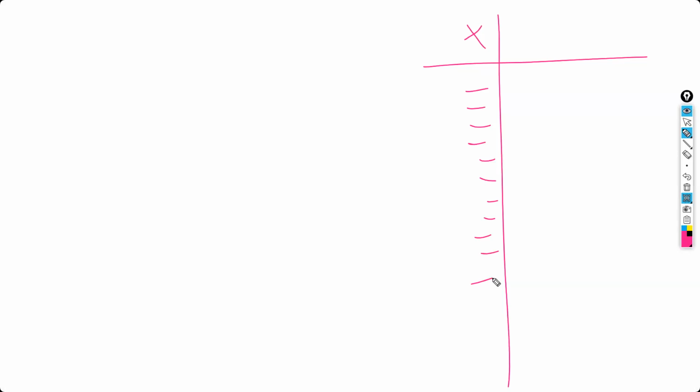Done? So total 10 numbers are there. Out of them, 2 numbers are big numbers. The remaining 8 numbers are normal numbers. Right? This is the case, right?